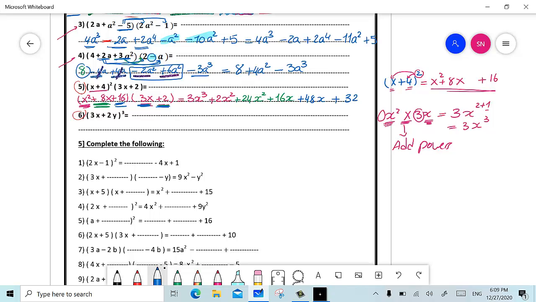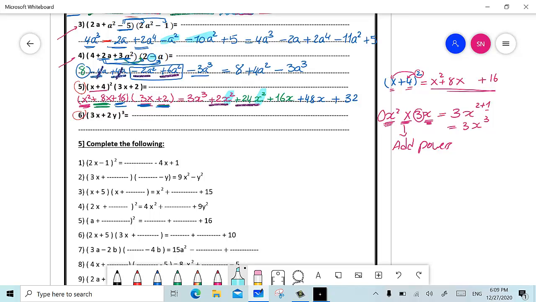After I wrote my expression and found the result of multiplication, I will go now to search for like terms. So, by looking here, I will find that I have positive 2x squared and positive 24x squared. Both of them have the same variable of x to the power of 2.